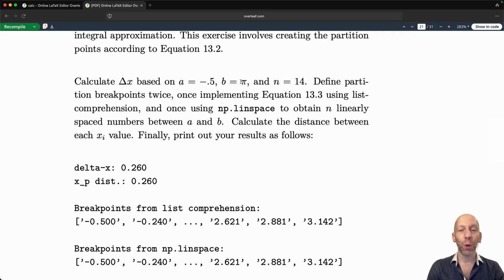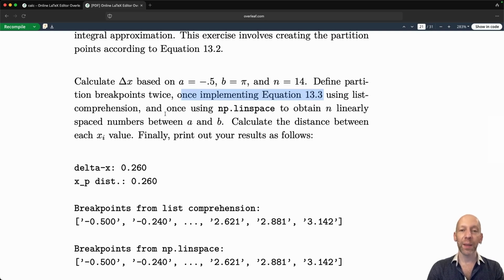Now, I haven't yet told you the function we are going to work with, but that doesn't matter. We don't need to know the mathematical function to integrate before calculating delta x and the breakpoints. Okay, so once you have these parameters, then you define the partition breakpoints twice. One as a direct implementation of equation 3, I will scroll up to that in a moment, and for this, use list comprehension.